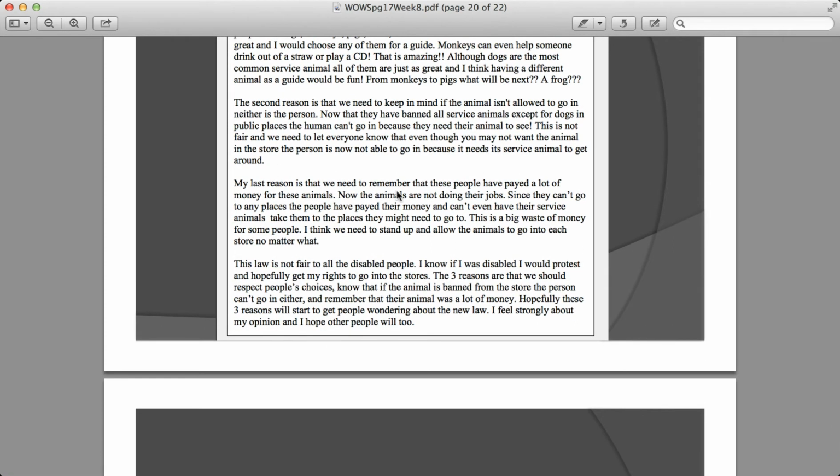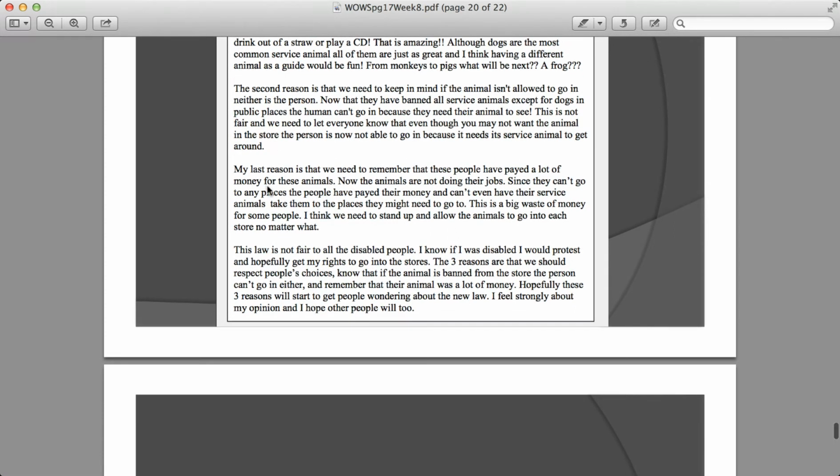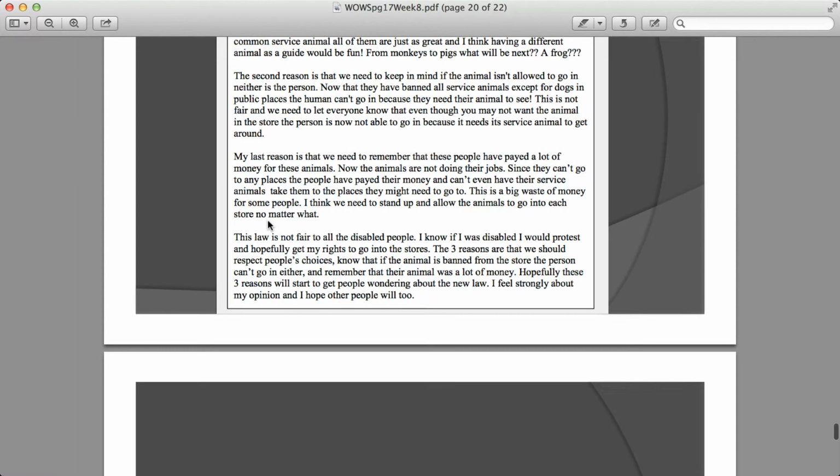My last reason is we need to remember these people have paid a lot of money for these animals. Now the animals are not doing their job since they can't go to any places that people have paid their money and can't even have the service animal take them to the places they might need to go to. Boy, that is a run-on sentence there. This is a big waste of money for some people. I think we need to stand up and allow the animals to go into each store no matter what.